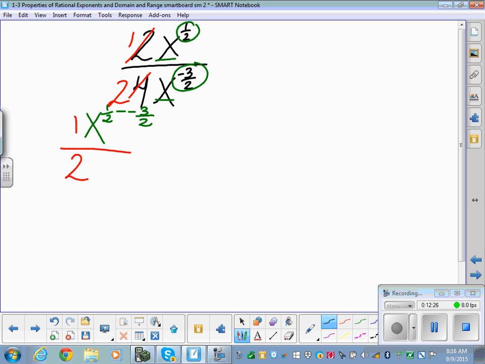All right, so when you minus a negative, what happens? Cross the line, change the sign. So that's really saying 1/2 plus positive 3/2. So what we really have is this right now.